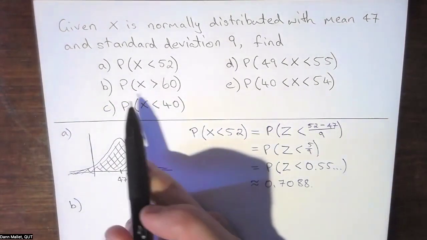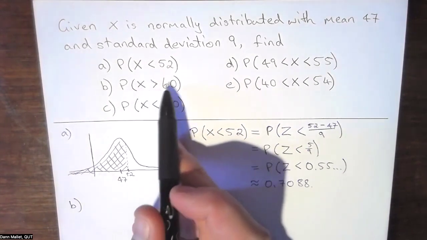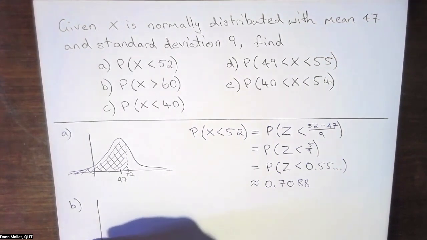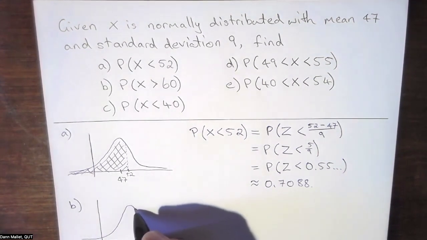So part B, this time we've got the probability that x is greater than 60. So again, I'm going to start by drawing a quick little sketch of the situation. Again, it's a sketch, so it doesn't have to be perfect.